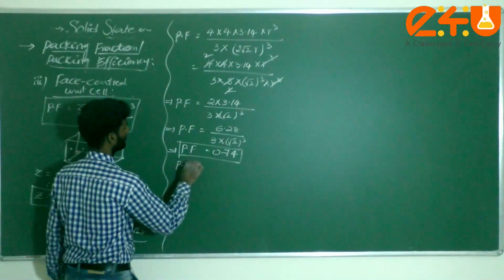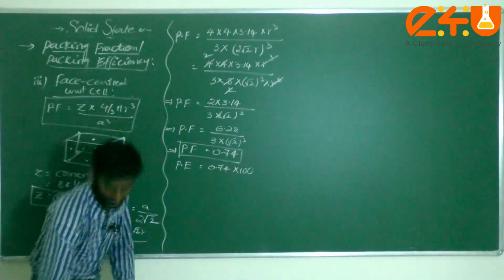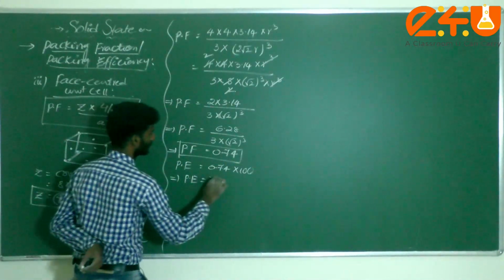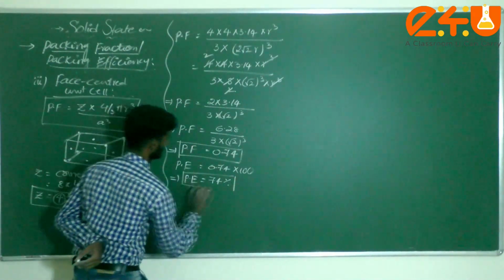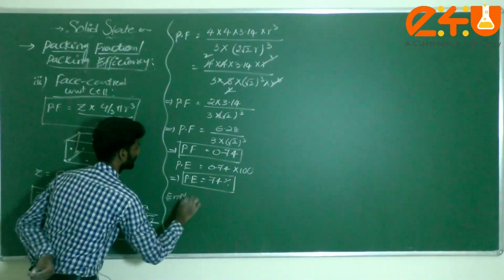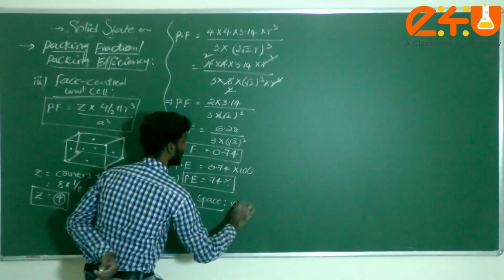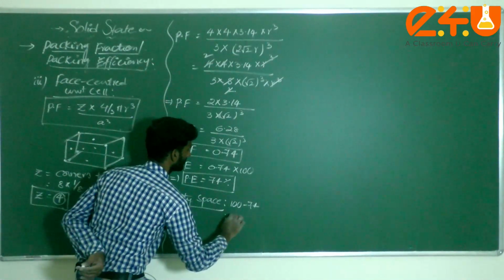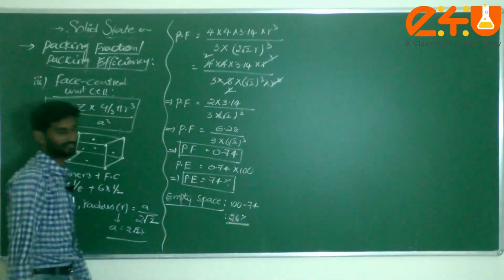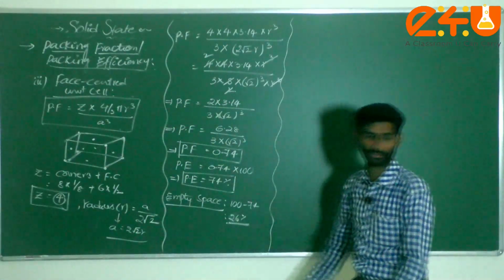So packing efficiency is equal to 0.74 into 100, that is 74%. Now I can write what the empty space present is: 100 minus 74, that indicates a total of 26% void space is present in the face centered unit cell.